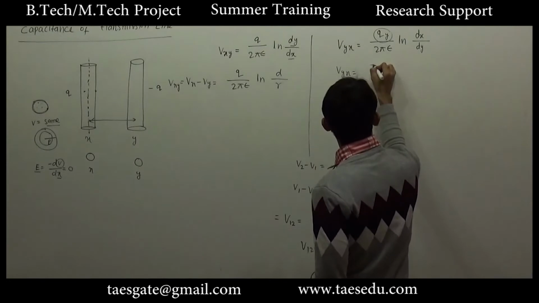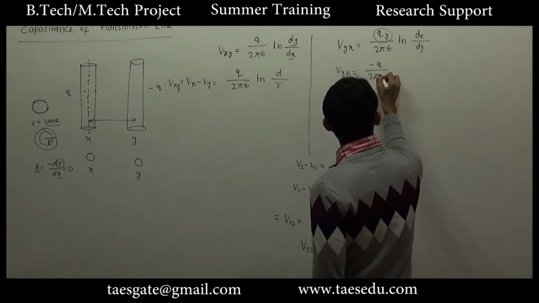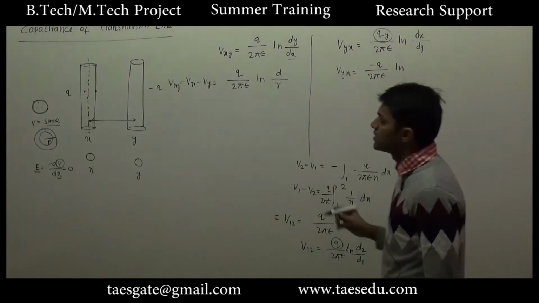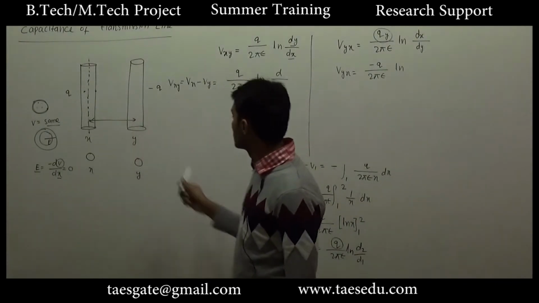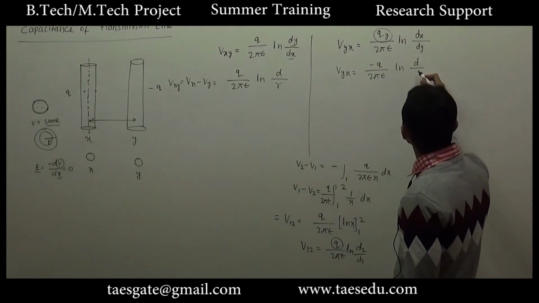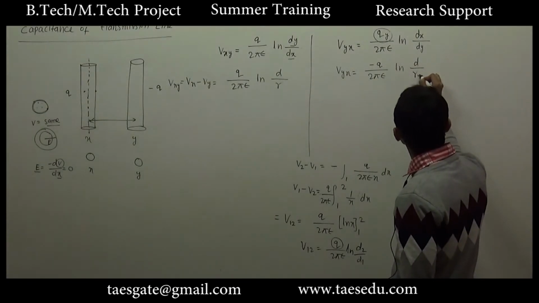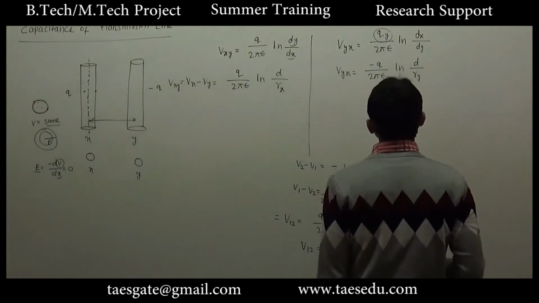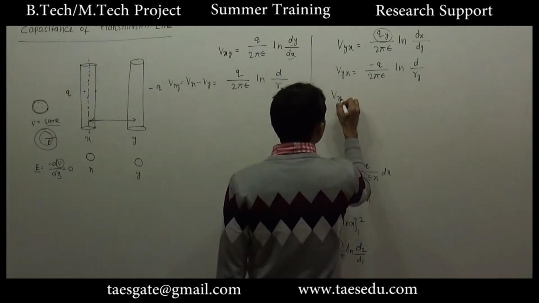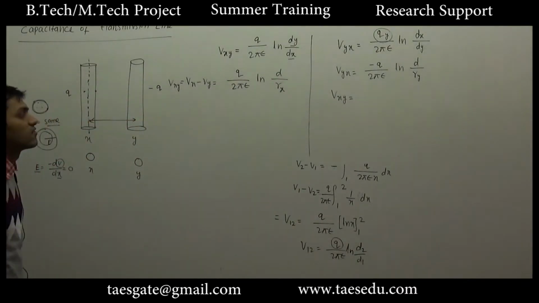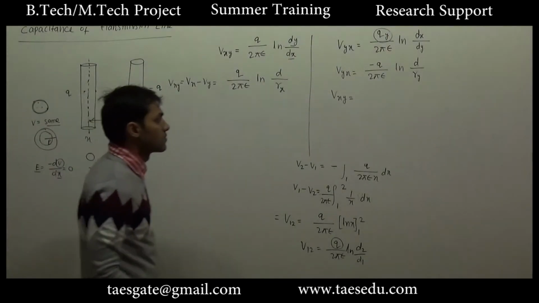So Vyx will be, what is Qy? Qy is nothing but minus q, divided by 2 pi epsilon ln, where dx is the distance of conductor x from conductor y. So this distance is d, divided by dy, which will be the radius of conductor y. Here we will have the radius of conductor x. Okay, so what will be Vxy, the potential difference Vxy due to the charge on conductor y?